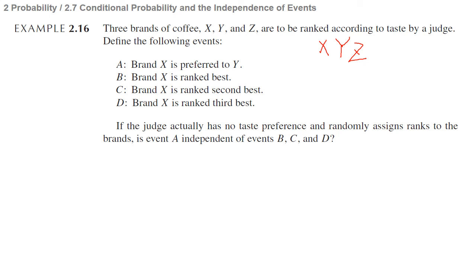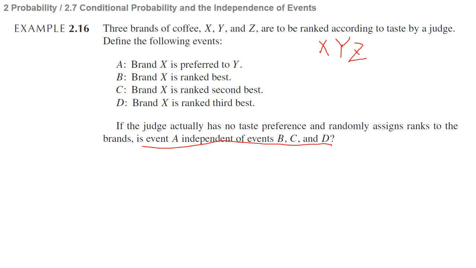And these are our events. A: brand X is preferred to Y. Event B: brand X is ranked the best. Event C: brand X is ranked second best. And event D: brand X is ranked the third best. If the judge actually has no taste preference and randomly assigns ranks to the brands, is event A independent of events B, C, and D? Okay, so this is the question.